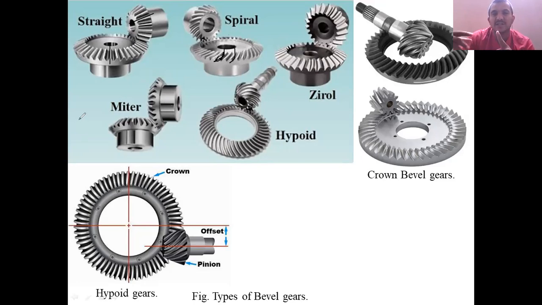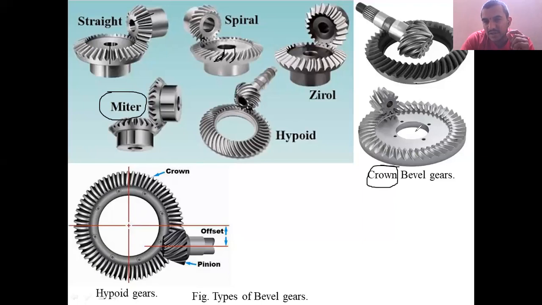Then if the two gears are the same in size and they are connected at right angles to each other, meaning the shaft axes are at a right angle to each other and both gears are the same size, then that type of bevel gear is called a miter gear. And another one is the crown gear.